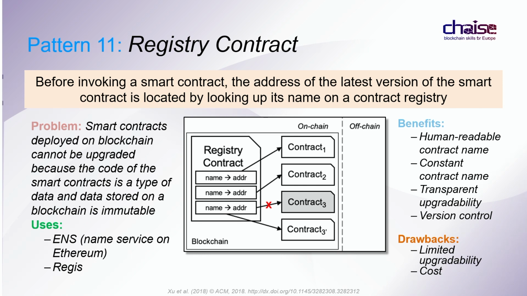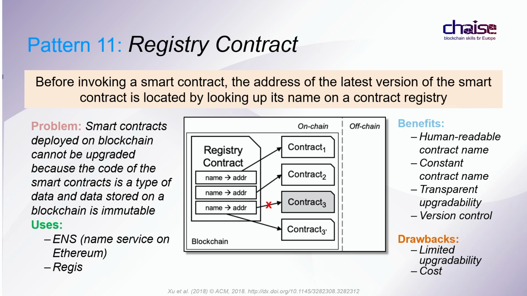Benefit: human-readable contract name. The registry contract maintains a mapping between human-readable names and the hexadecimal addresses of the smart contracts. Constant contract name. The smart contract associated with the registered name can be updated without changing its name. Transparent upgradability. The smart contract associated with a registered name could be replaced by a new version without breaking the dependencies based on the human-readable name. Version control. Version control can be integrated in the registry contract to allow a lookup based on the name and version of the smart contract.